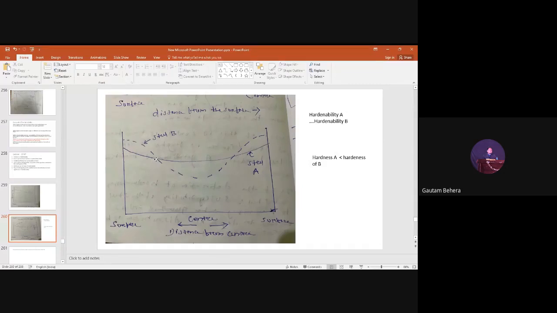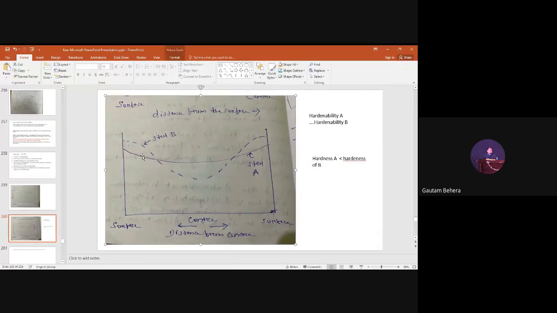So can you tell me what about the hardenability? Hardenability of A and B are the same or different? If same, how? If different, how? What is the relation? So again, you have 10 seconds to think of it. So different. Hardenability will be different. Okay, if it will be different, then which one will have good or high hardenability, and which one will have poor hardenability?